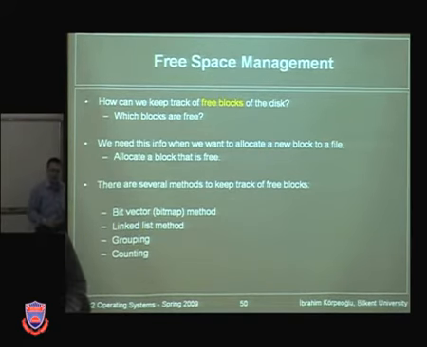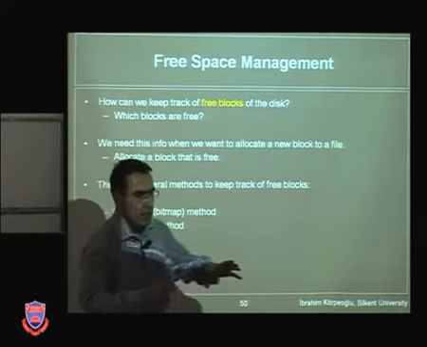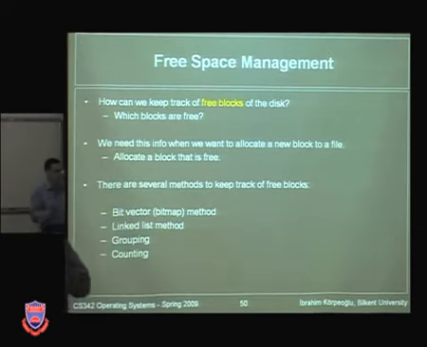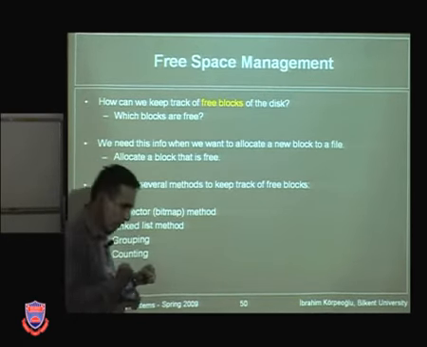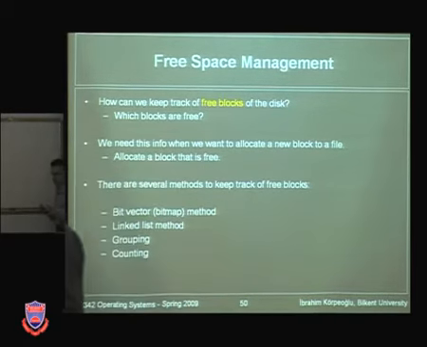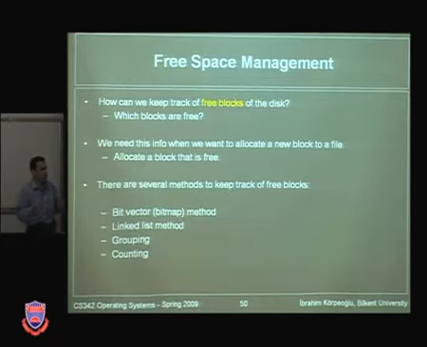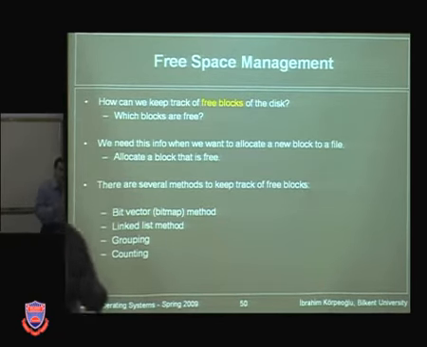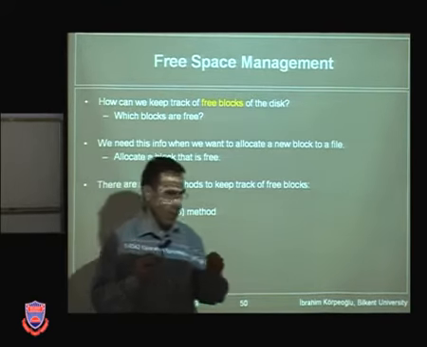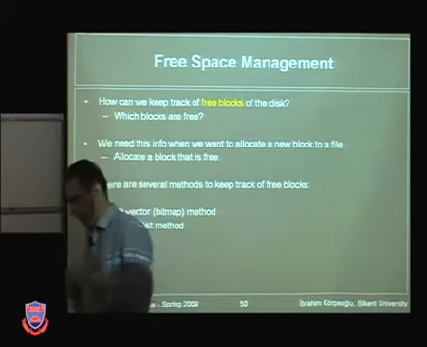So now we will look at a different problem. When we want to allocate a new block to a file, assume the file is growing. You are writing data to the file, so the file system would like to allocate a new data block to the file. How can we do that? How do we know which block on the disk is free? When you want to allocate a new block to a file, you have to find a free block on disk, and then you have to give that to the file.